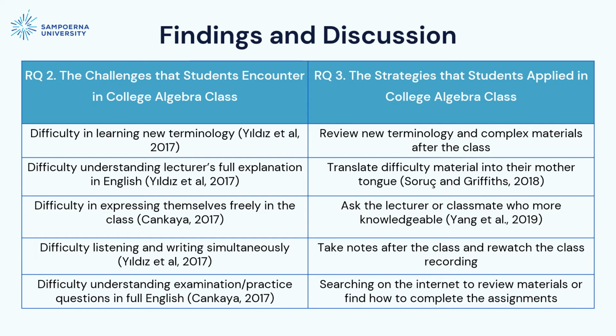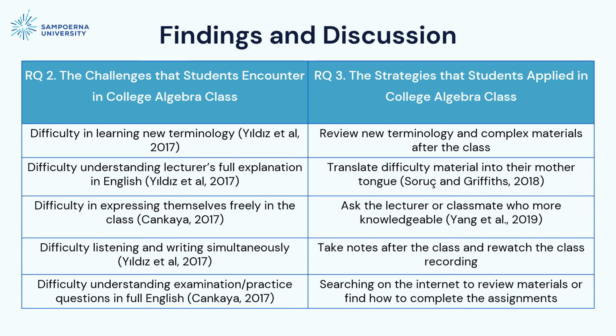So now our research questions 2 and 3, which are the challenges students face along with their strategies. The students' first challenge in college algebra is difficulty in learning new terminology, and the strategy that students apply to overcome this challenge was reviewing new terminology and complex material after class. The second challenge that students face during this class was difficulty understanding the lecturer's full explanation in English. To overcome this challenge, they sometimes translate difficult material into their mother tongue, which helps them to understand more about what the lecturer just explained to them.